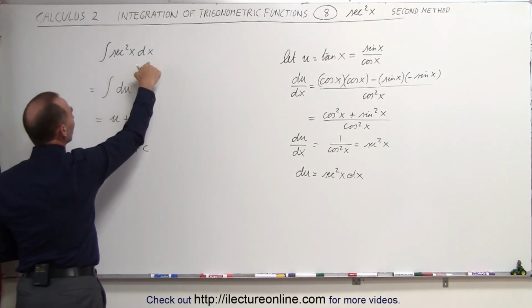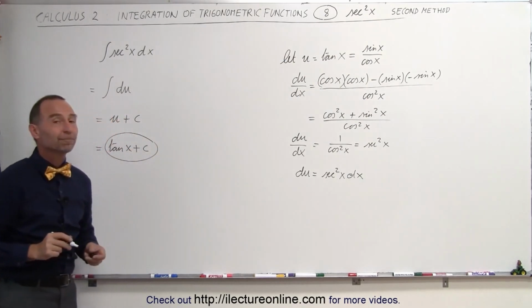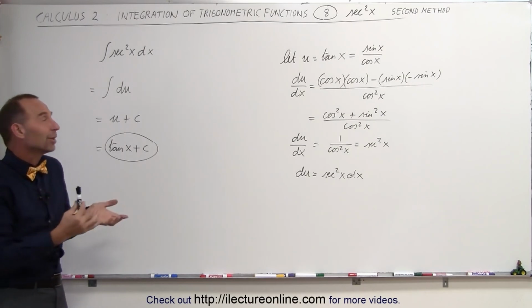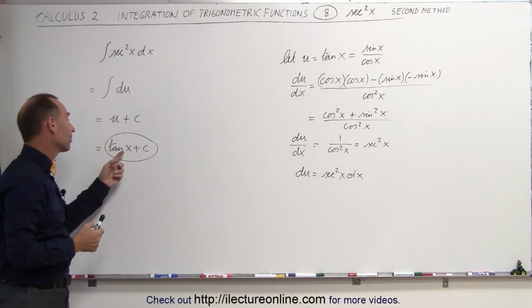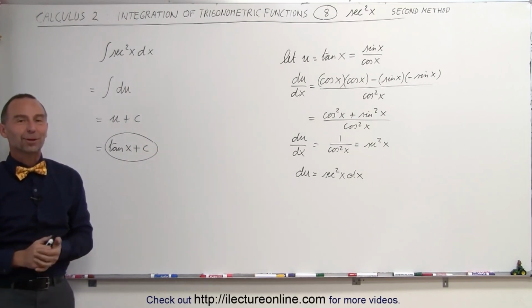The integral of the secant square of x dx is equal to the tangent of x plus the constant of integration. Again, it does take some prior knowledge of the trick that we need to use, realizing that the integral of the secant square of x is indeed the tangent of x, and that is what proves it. And that's how we do it.